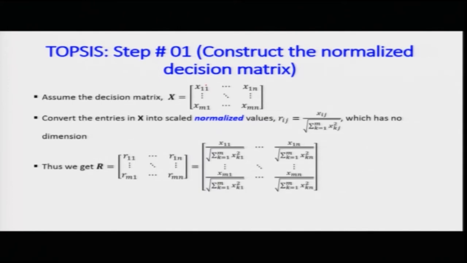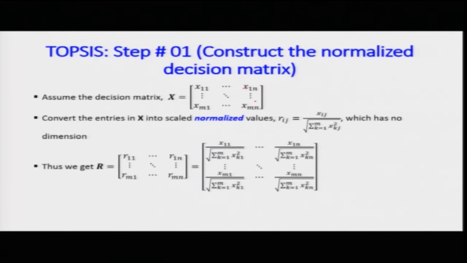I am only reading the topmost row, x11 to x1n. That means, corresponding to the first alternative, these are the values you accrue for that alternative, based on the fact that x11 would be for the first criteria, x12 would be for the second criteria. Similarly, the last one, x1n, would be for the last criteria.